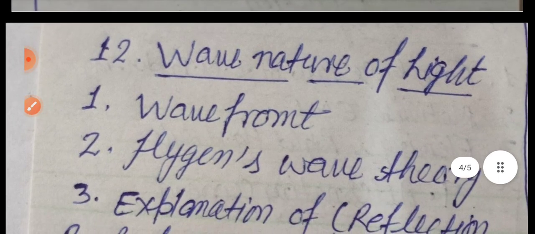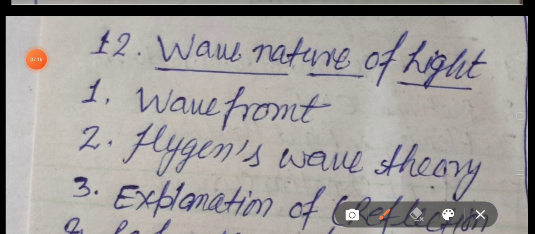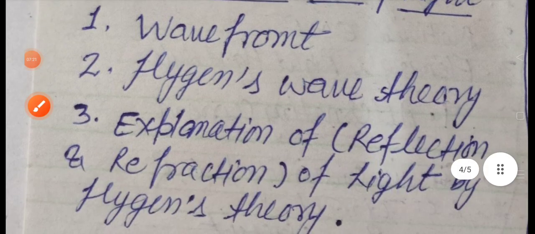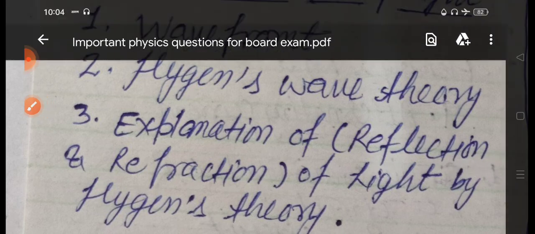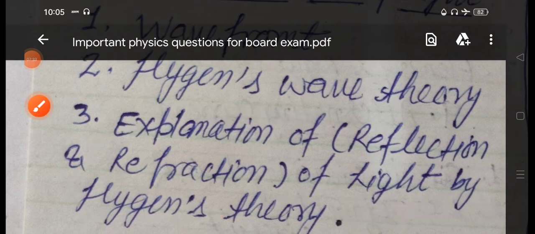Chapter 12 is wave nature of light. In this chapter, important points are wavefront, Huygens wave theory, and explanation of reflection and refraction of light by Huygens principle.